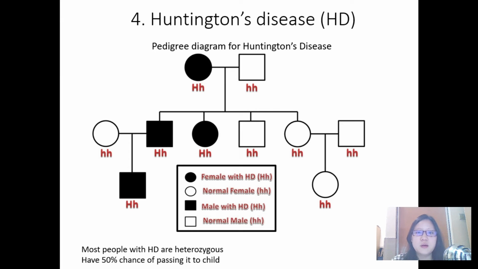Because of the nature of autosomal dominant alleles, you only need one dominant allele in order to express that phenotype. So most of the people with HD are heterozygous, and it's very unlikely that a person with HD is homozygous, because that requires the crossing of two heterozygous parents at least.